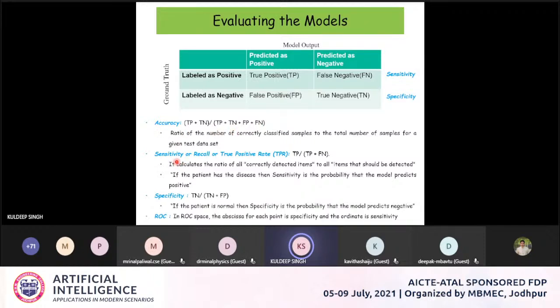Then we have sensitivity. So sensitivity is basically the ratio of all correctly detected items to all items that should be detected. It means it concerns with the positive cases.